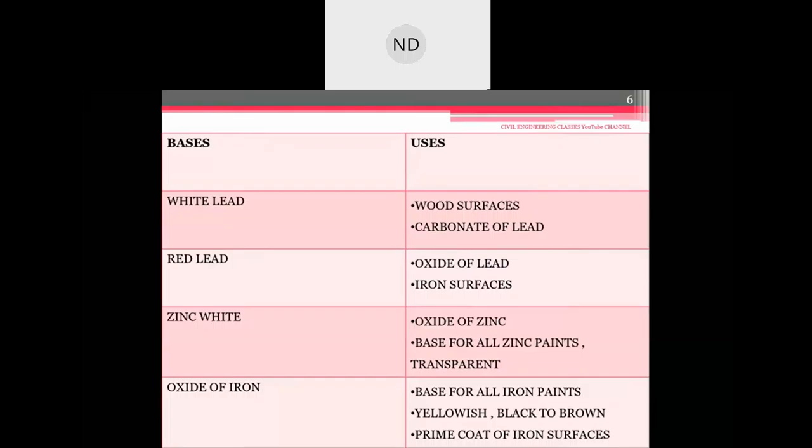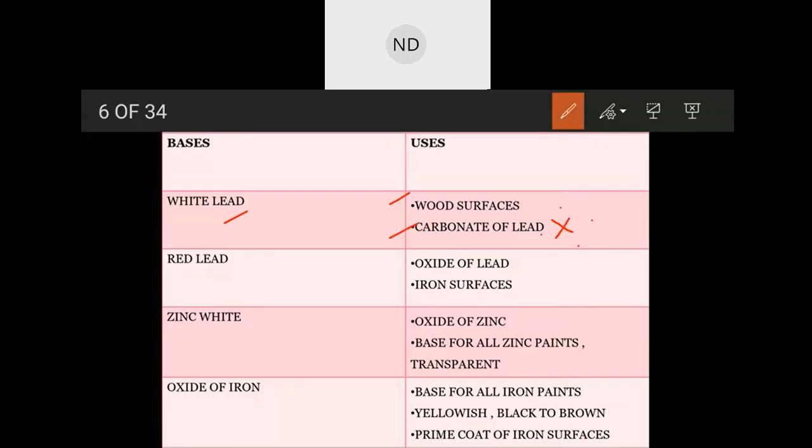First one is white lead. White lead, which is used on wooden surfaces, is carbonate of lead. It is an important point: white lead is used for wooden surfaces. Next one is red lead. Red lead is an oxide of lead that forms the base for the lead paint. It is majorly used for iron purposes.